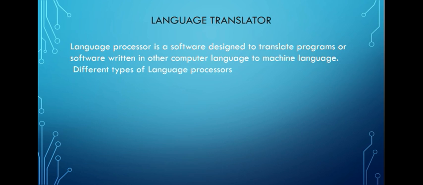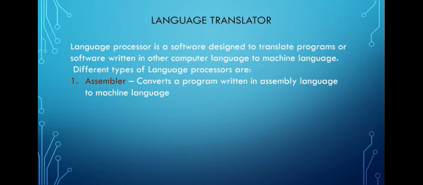Different types of language processors are: number one, assembler converts a program written in assembly language to machine language. Now, all of you must be knowing different types of computer languages.